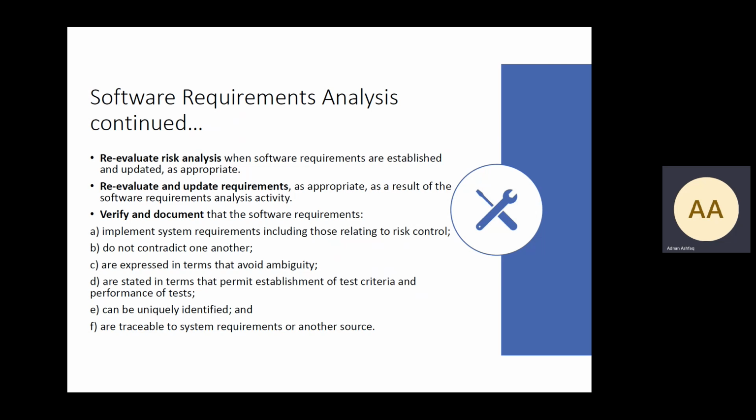Verify and document that the software requirements, first of all, implement system requirements, including those relating to risk control. Secondly, do not contradict one another. Thirdly, are expressed in terms that avoid ambiguity. Fourth, are stated in terms that permit establishment of test criteria and performance of tests. Fifth, can be uniquely identified. And finally, are traceable to system requirements or another source.